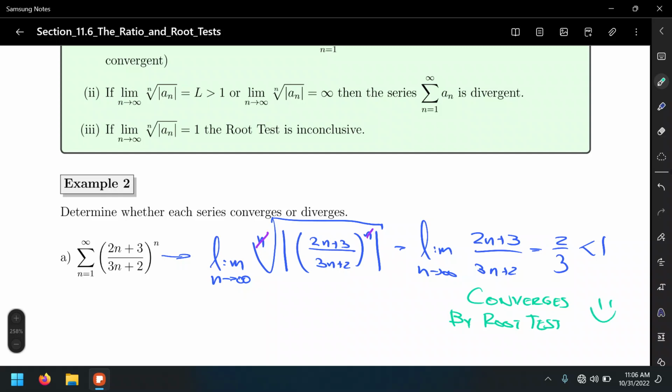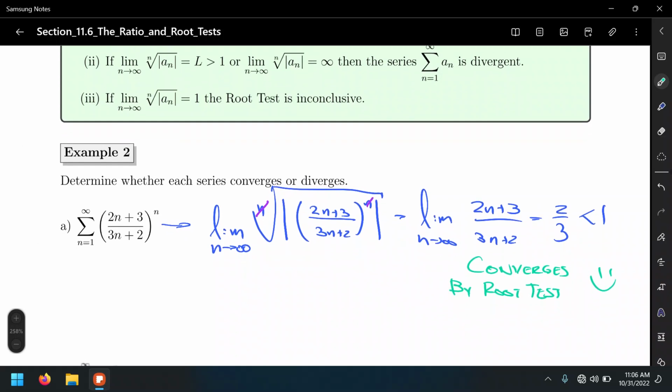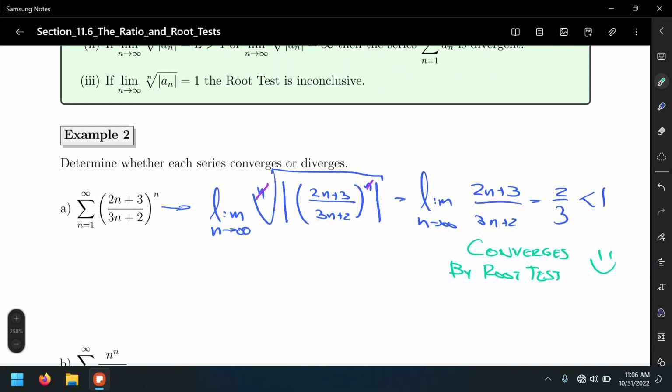Alright? So again, it just tells us that it converges. It doesn't tell us the value of the series in this case. Alright? So let's look at another example.